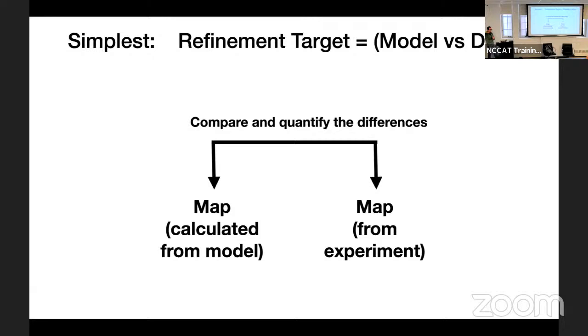Okay, and so, in its absolute simplest form, that refinement target we're trying to optimize could essentially be just some measure of agreement between the model we've built and the data. And so you can imagine you have an experimental map. If you're doing single particle EM, you've got your EM density map. And from a model, we can calculate what we would expect the EM density map to look like. And we could just compare these two and say, okay, if we change the model and it agrees better with the map, we're on the right track. If it agrees less well, we're on the wrong track, right?